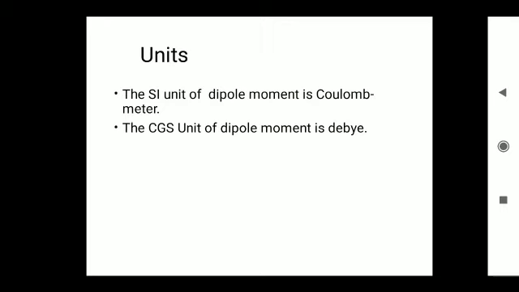Next, units for dipole moment. The SI unit of dipole moment is coulomb meter. In the CGS system, the dipole moment unit is the debye. One debye is equal to 3.336 into 10 to the power of minus 30 coulomb meter.